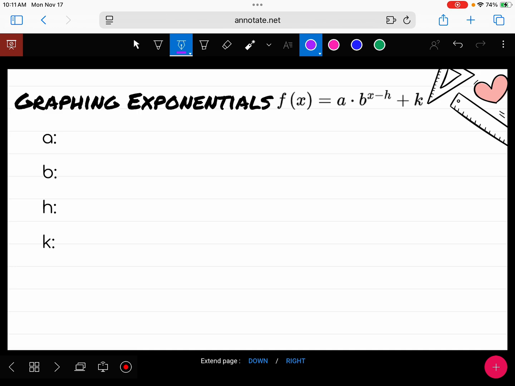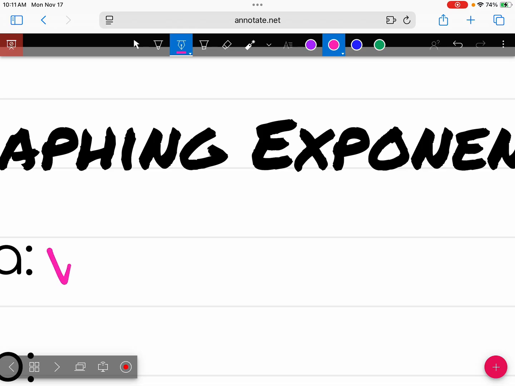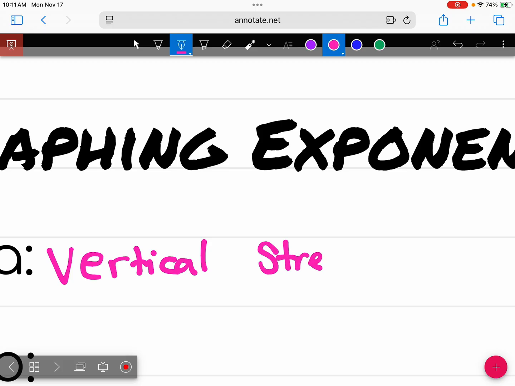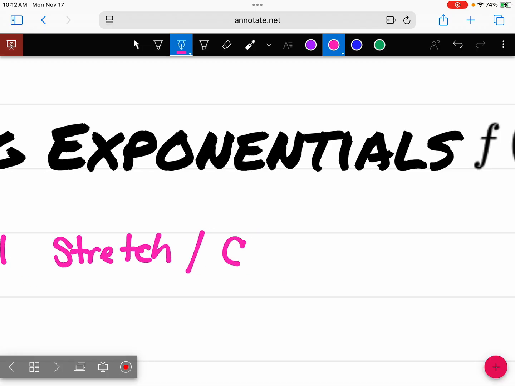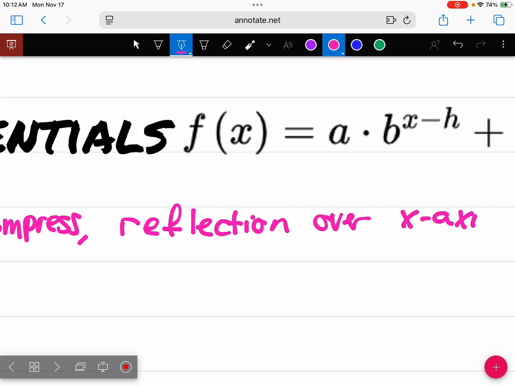So a, h, and k have the exact same job they've always had, where a is in charge of vertically stretching or compressing. It's also in charge if we reflect over our x-axis. So this will tell us if we're right side up or upside down. Back to a in just a second.